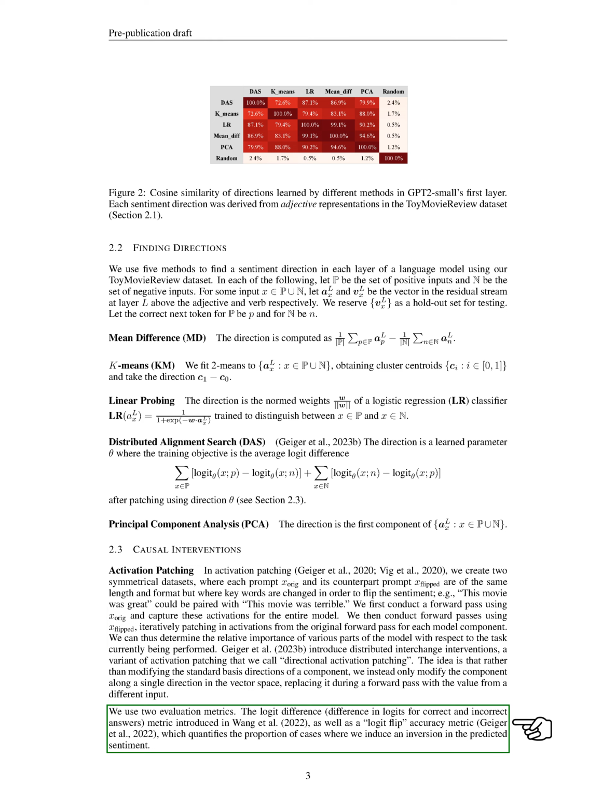We use two evaluation metrics, the logit difference and the logit flip accuracy metric. The logit difference measures the difference in logits for correct and incorrect answers. The logit flip accuracy metric measures the proportion of cases where we induce an inversion in the predicted sentiment.